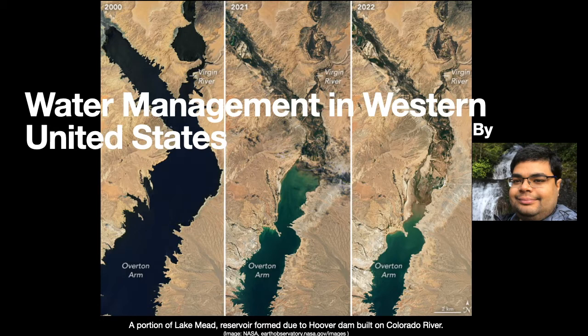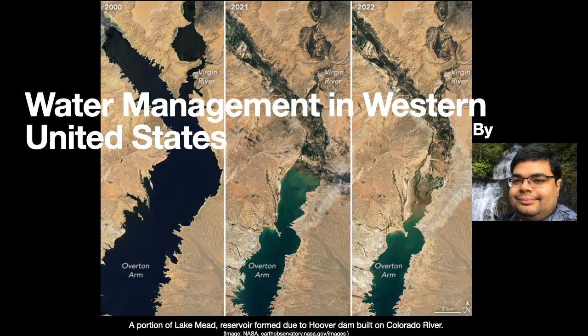Then I'm gonna touch a bit about why we have water management conflicts and how these conflicts are gonna intensify, or how these conflicts are gonna change due to the changing climate. And at the end, I'm gonna talk a bit about the Colorado River system.